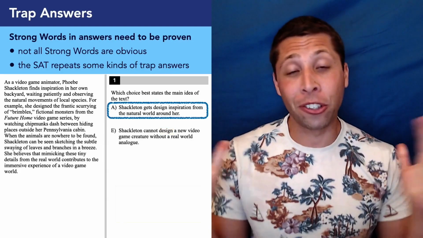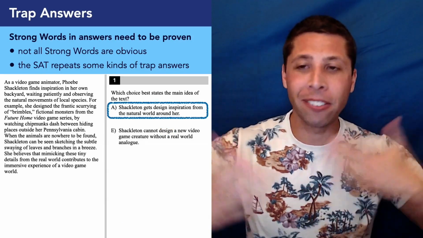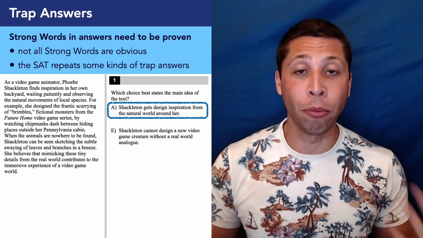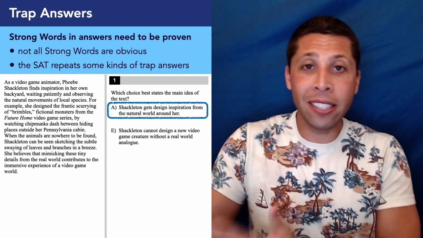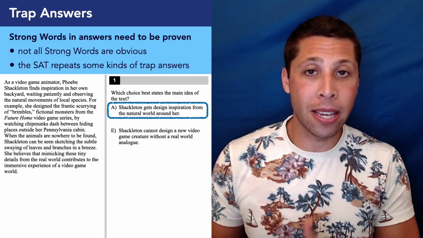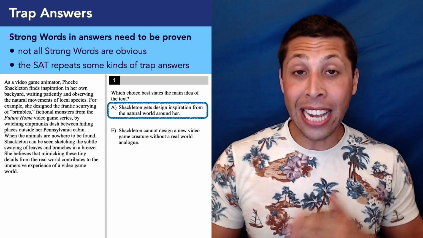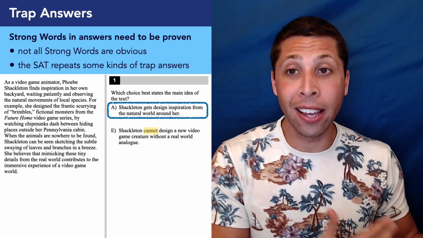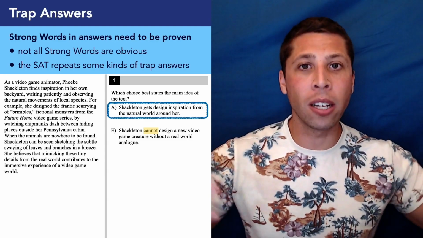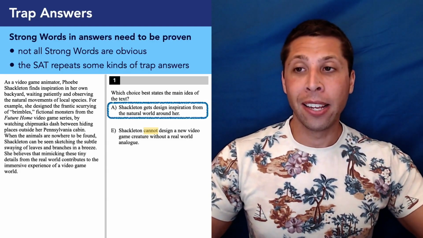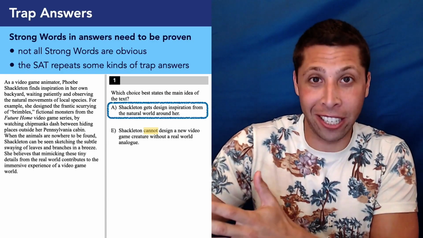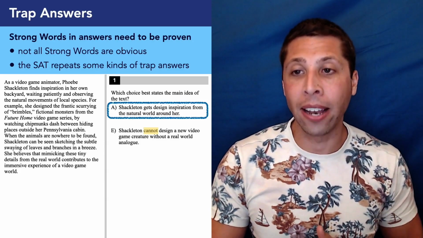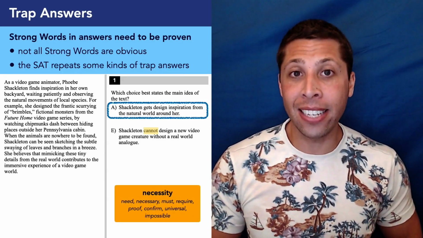Let's look at choice E, which I know the SAT does not have an actual choice E, but it makes it easier to have different letters. Shackleton cannot design a new video game creature without a real-world analog. Well, again, all the examples that we get in this passage have to do with her copying something in the real world. But to say that she can't design a new video game creature without there being some real world thing, that's a big leap. That's a very strong claim that would need to be supported. Just because she does occasionally design some creatures based on real world things doesn't mean that she always has to do that. So choice E is adding in this idea of necessity.